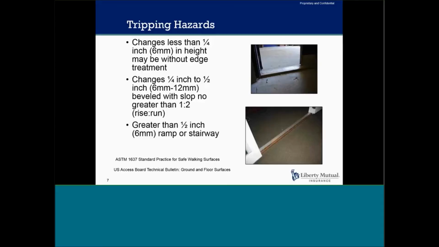Amongst these tripping hazards that we can identify at our properties, these are changes less than 1/4 inch in height, maybe without an edge treatment. There are also changes 1/4 inch to a 1/2 inch in height that are beveled with slope no greater than a 1 to 2 rise run. These are very small trip hazards that are very easily unnoticeable. And then, of course, there's a greater than a 1/2 inch, like a ramp or a stairway, that's also a trip hazard. But trip hazards are often very unnoticeable. You may just walk over them every day. But making sure you're taking the time to look for them is really important.